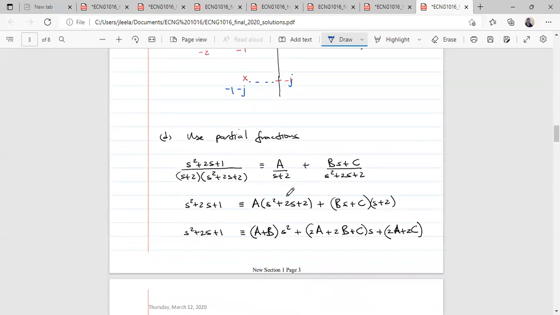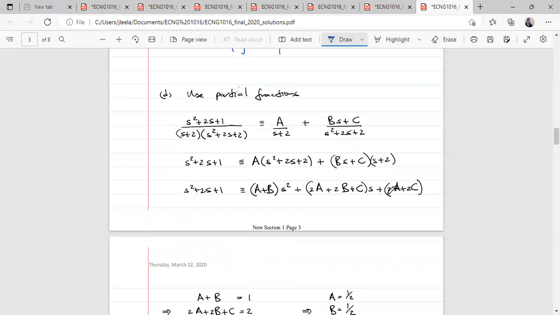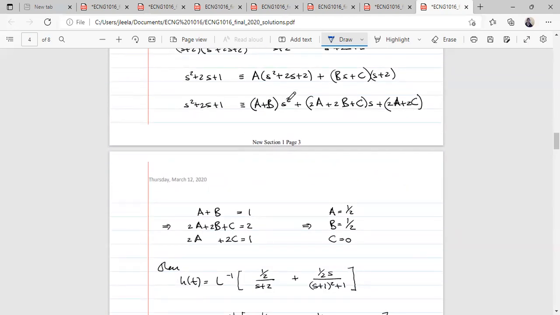If you multiply throughout, you'll get A(s squared plus 2s plus 2) plus (Bs plus C)(s plus 2). Then if you multiply everything on the right-hand side and equate coefficients, grouping all the terms in s squared, you'll get (A plus B)s squared, (2A plus 2B plus C)s, and then 2A plus 2C, which is your constant. So for the coefficient of s squared, A plus B is 1. Then 2A plus 2B plus C is 2. And finally, 2A plus 2C is equal to 1.